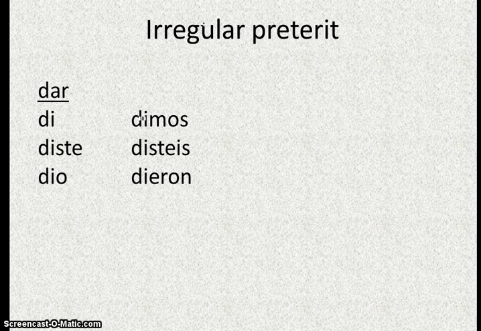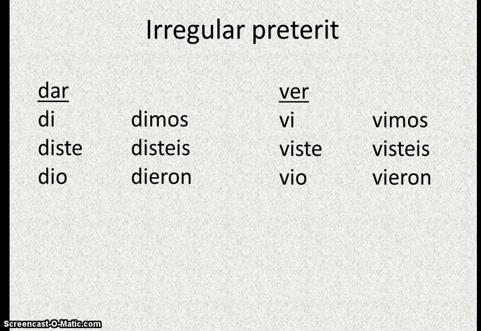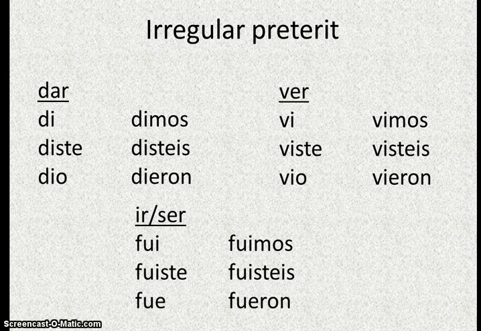Some verbs that are considered irregular in the preterite are dar, and here with dar, you can see that it actually implements the ER and IR endings without accent marks. We also have ver. Ver is technically regular, but similar to dar, does not use accent marks. And both the verbs ir and ser, which conjugate in the same form in the preterite, being fui, fuiste, fue, fuimos, fuistes, and fueron.